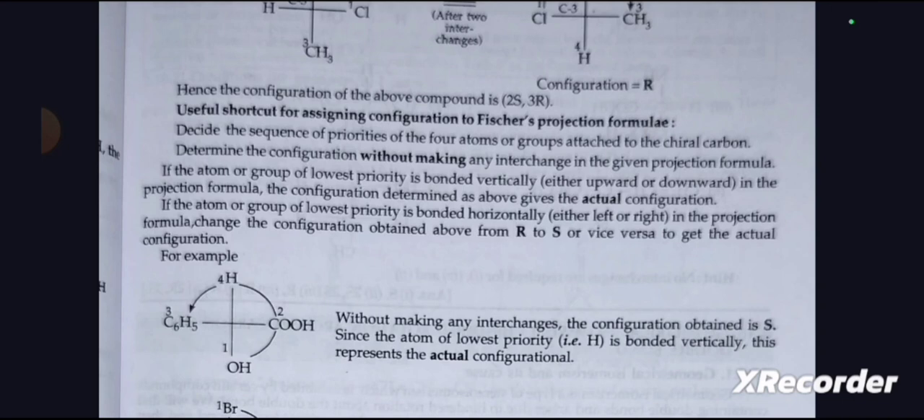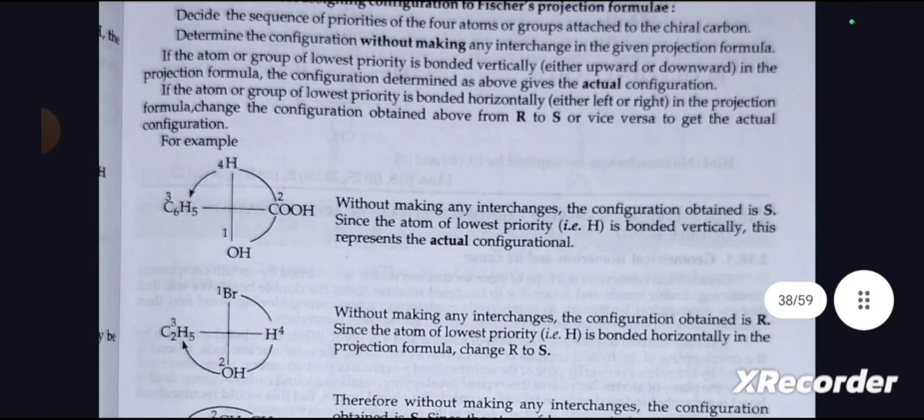Useful shortcut for assigning configuration to Fischer projection formula. Decide the sequence of priorities of the four atoms or groups attached to the chiral carbon. Determine the configuration without making an interchange in the given projection formula. If the atom or group of lowest priority is bonded vertically, either upward or downward, in the projection formula, the configuration determined as above gives the actual configuration. If the atom or group of lowest priority is bonded horizontally, either left or right, change the configuration obtained above from R to S or vice versa to get the actual configuration.